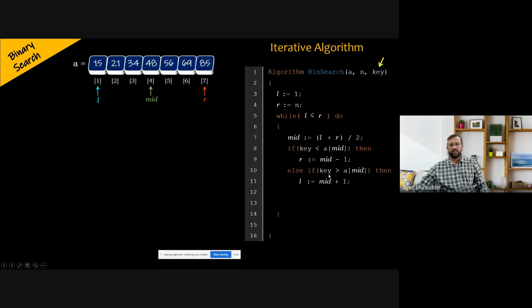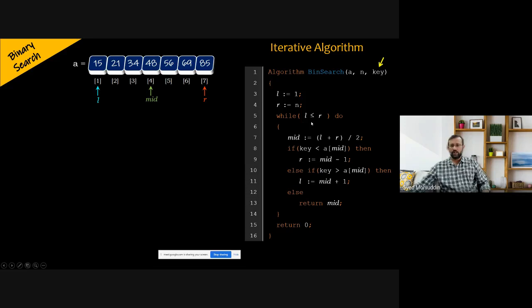Else if the key is greater than mid, that means it may be found in the upper half of the array. So we move the left index to mid plus 1 so that we only search the upper half of the array. Else, if the key is not less than and not greater than, then the key must be equal to the mid element. So if the key is equal, we just return the mid index.